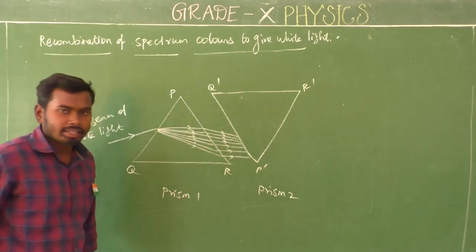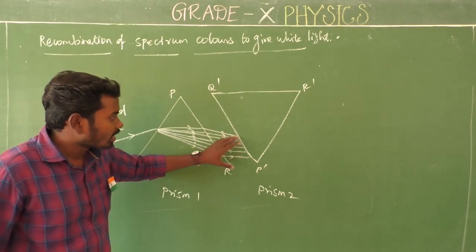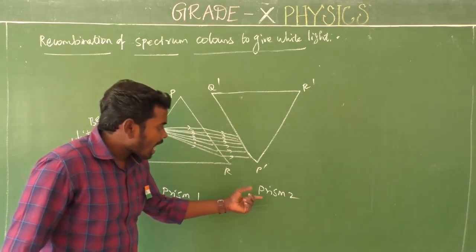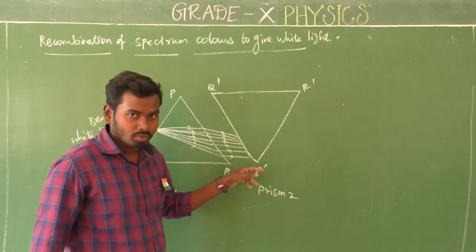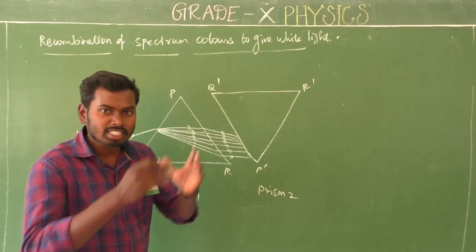The 7 colors, look at here. Here the 7 spectrum colors. The 7 spectrum colors fall on the second prism. This is the second prism. Am I right? The second prism actually displays inverted position. Okay, inverted means reversed position.